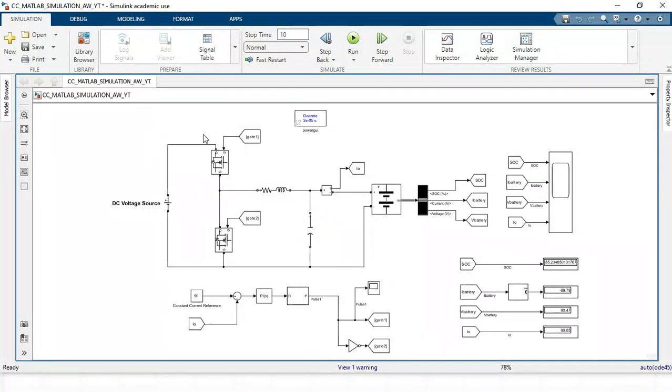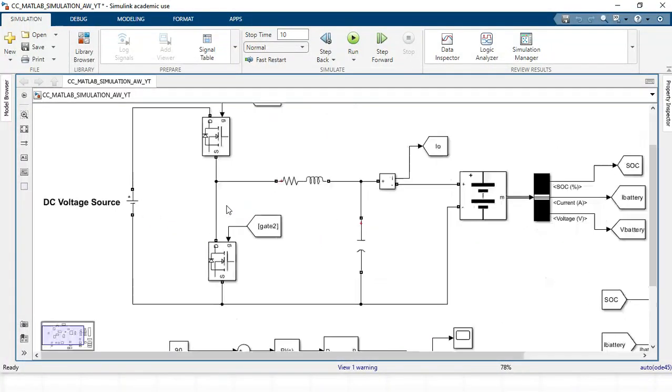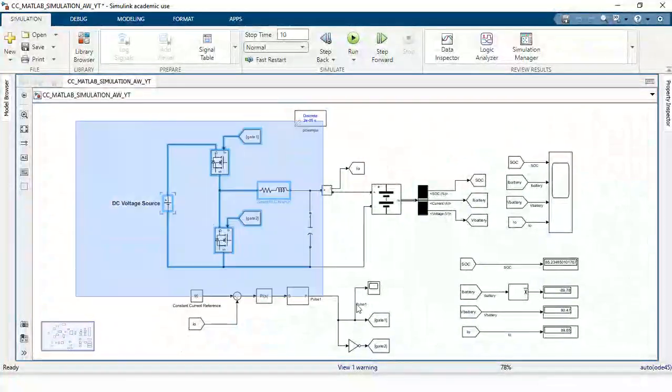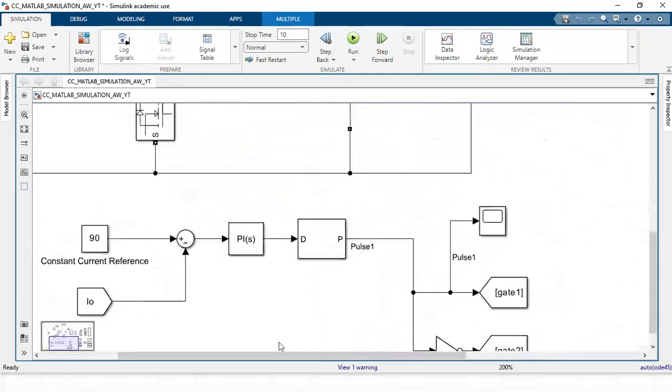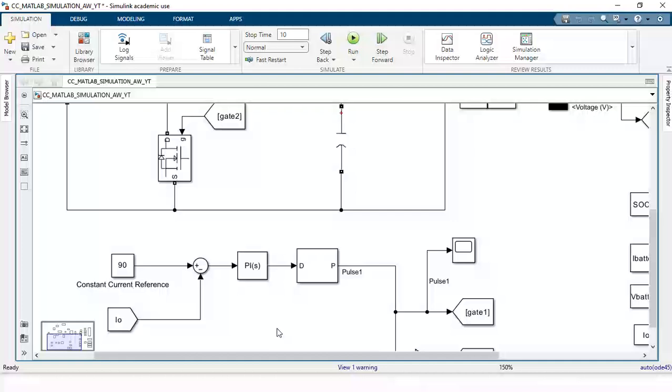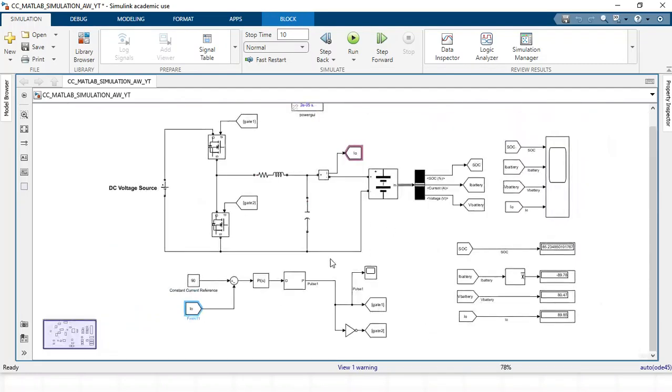So here we are in the constant current MATLAB simulation file, the same circuit which I have told you, that is only I have drawn here. Okay, you are familiar with this if you have watched my previous video. Only the control block diagram I have changed, that I am going to use my constant current reference of 90 ampere, and I naught I will take as feedback from here.